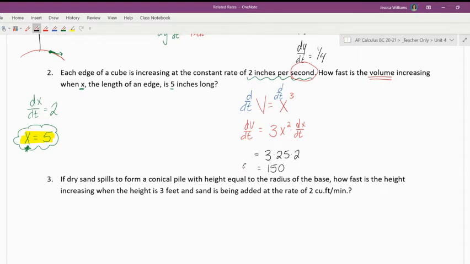150 what? So this is dv dt. You can read this side of your equation to help you with the units. How is volume being measured? Well, if the side lengths are measured in inches, the volume must be inches cubed. Over how is time being measured? Seconds. So the volume is changing at a rate of 150 cubic inches per second.